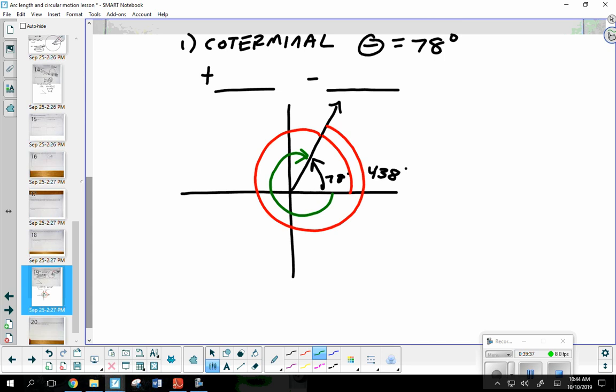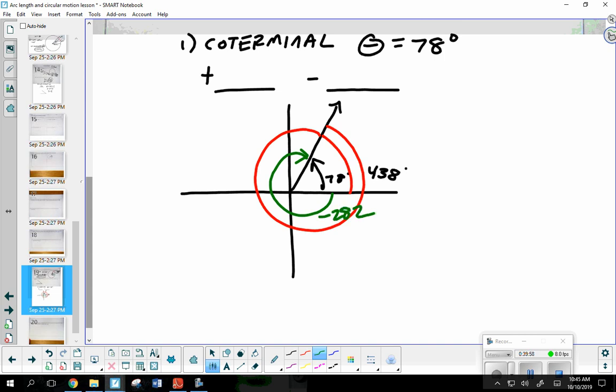Okay, now negative just tells me the direction. But how would I figure out the angle? What would I do with the 78? Just minus 360, because I'm going clockwise. So what is 78 minus 360? Negative 282. There we go.